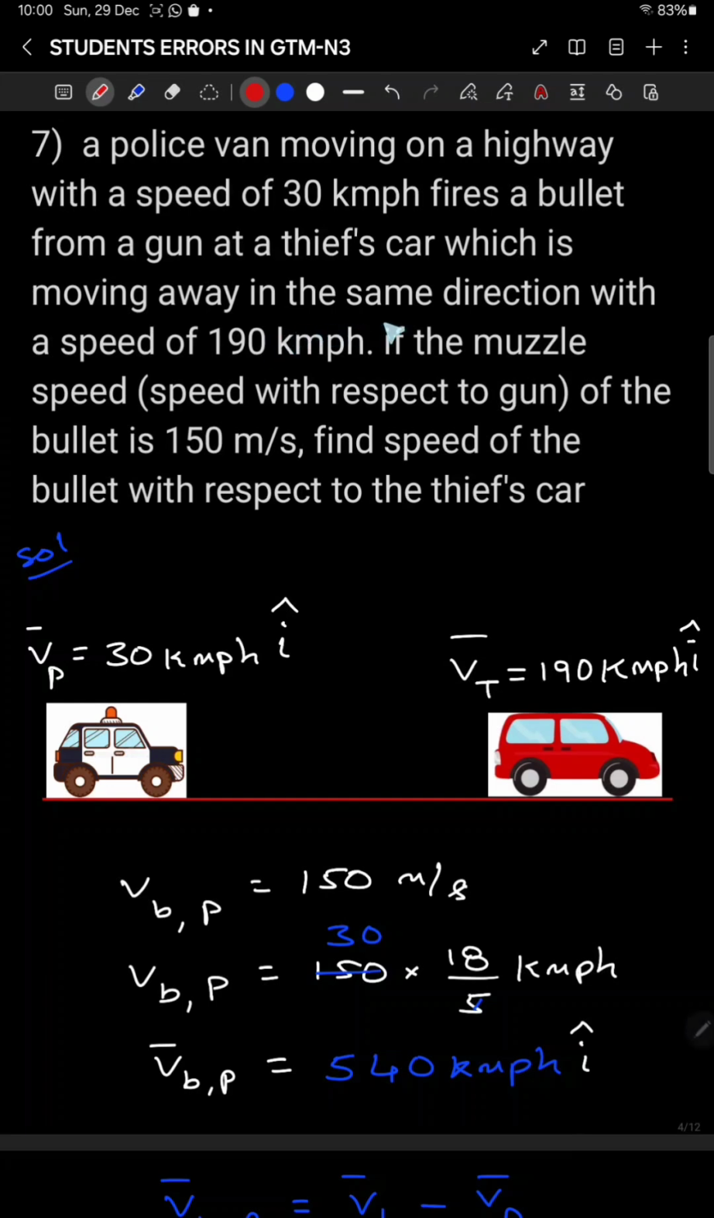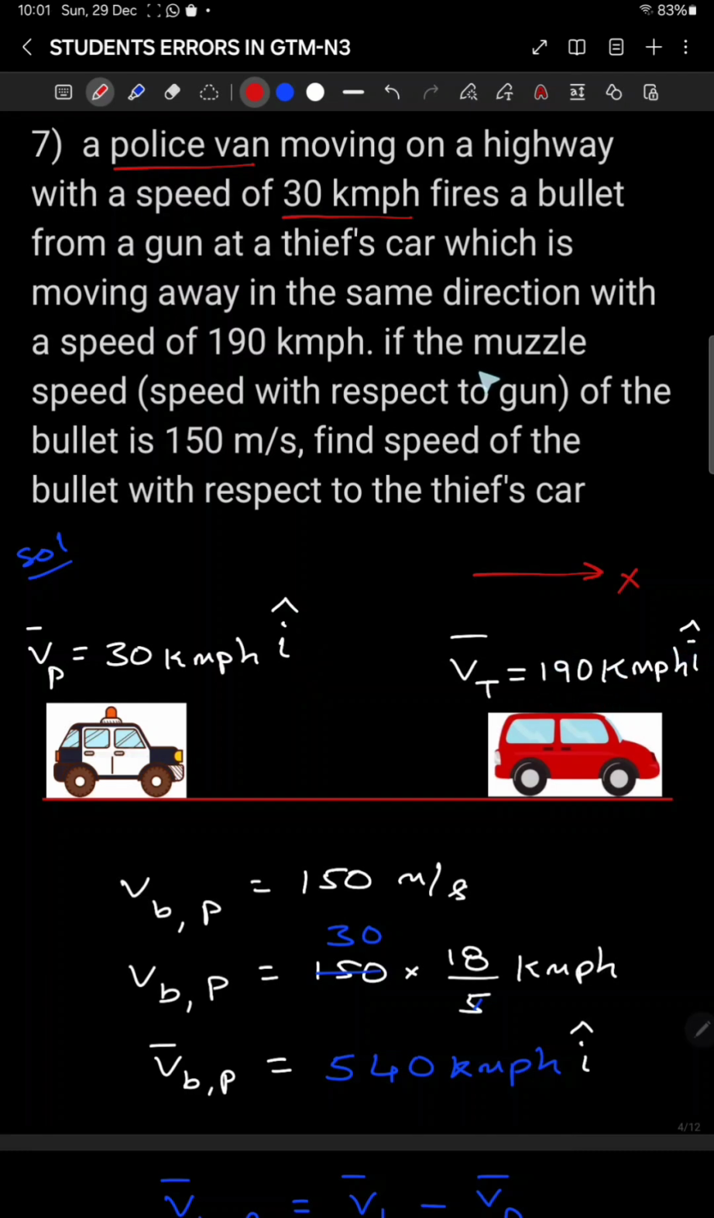This question belongs to relative motion in 1D. Here a police van is moving on a highway with a speed of 30 km per hour. So policeman velocity given is 30. Policeman velocity was 30. Fires a bullet from a gun at a thief's car. It was thief's car, which is moving away in the same direction with a speed 190. So thief car velocity was 190. Let us take this as positive x-axis. So I have taken magnitude 30 and direction i cap. Here magnitude 190, direction i cap.